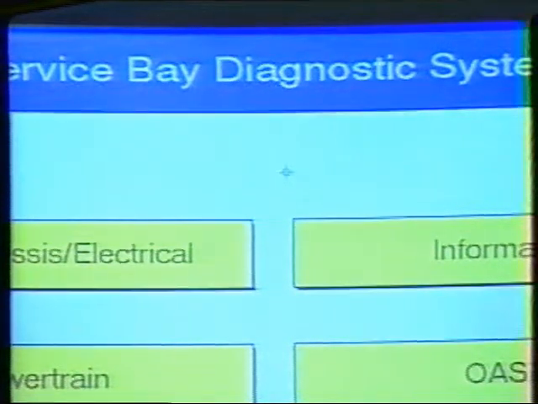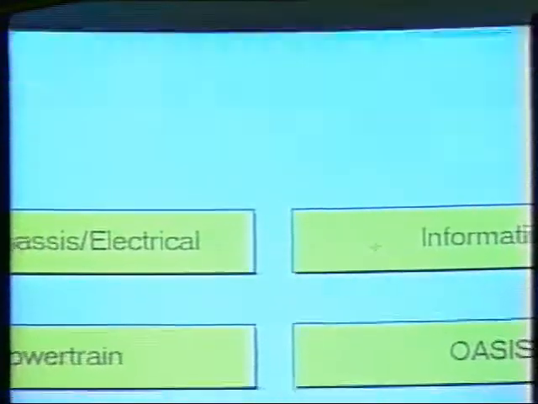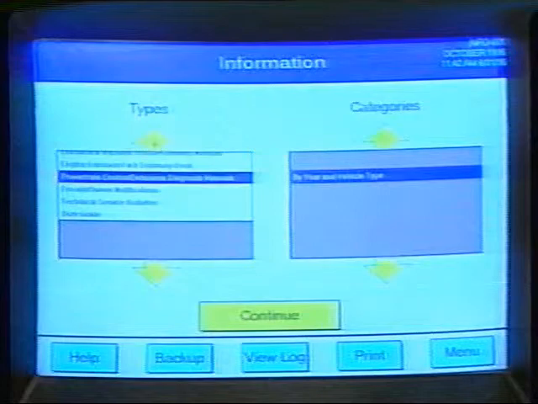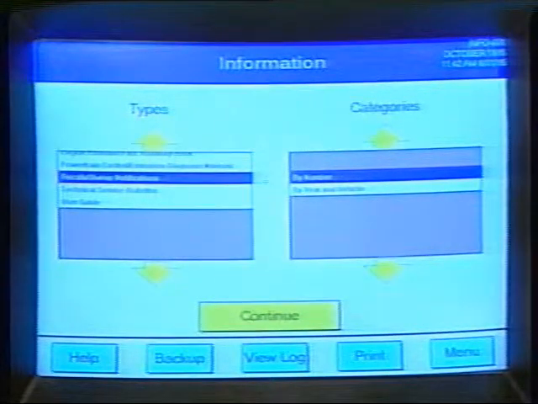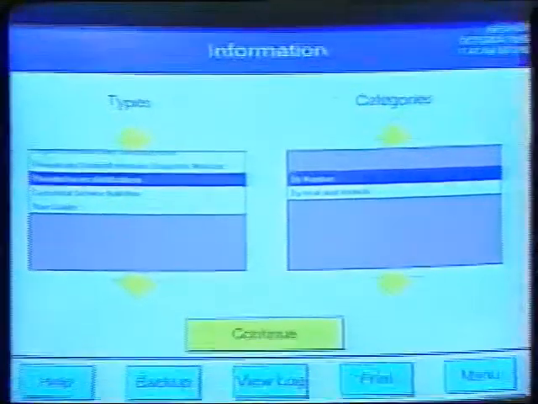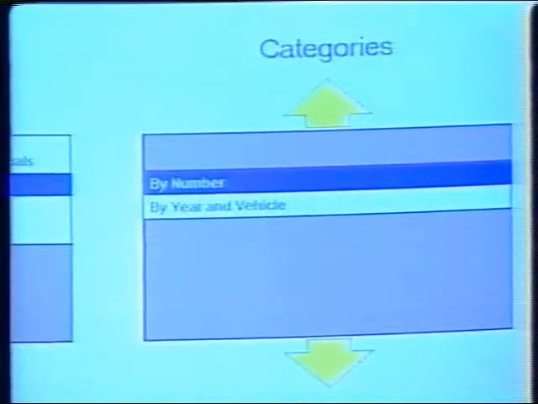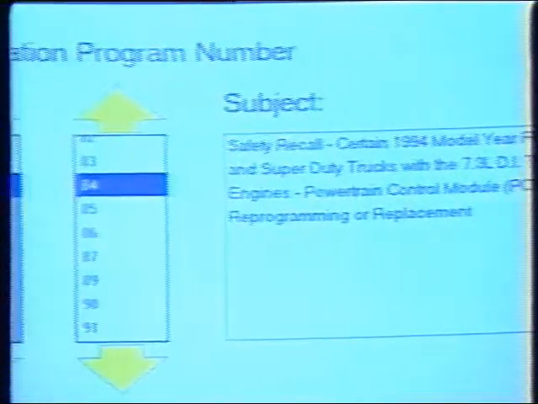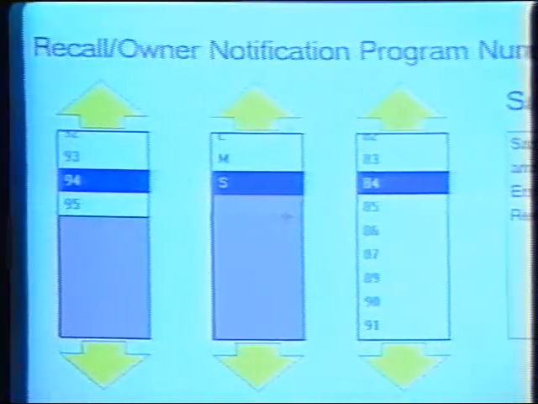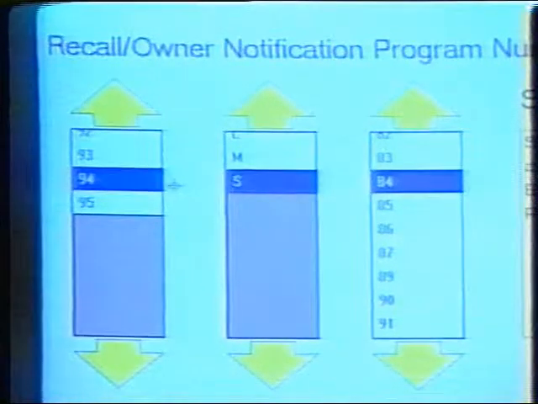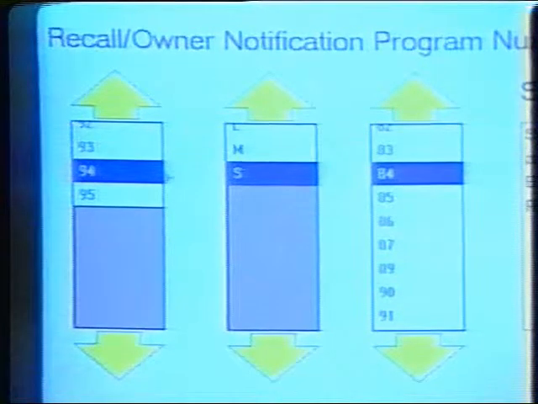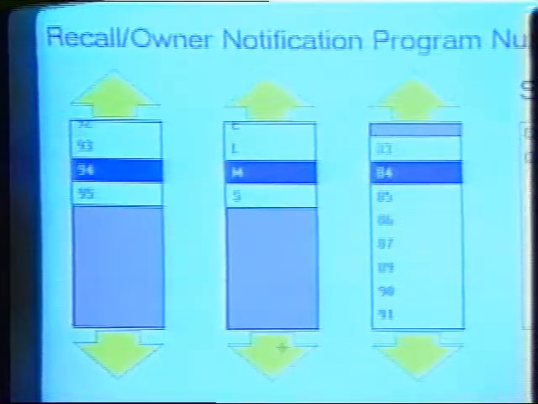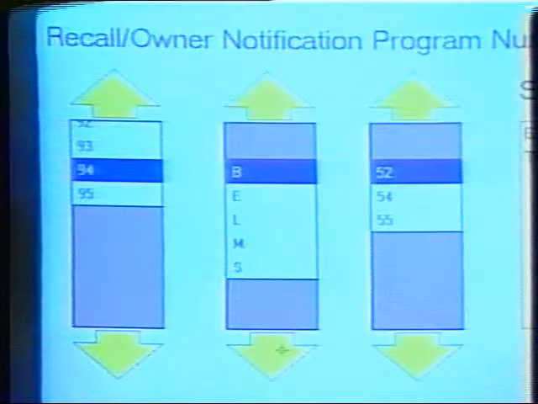Another change is in the information module. And we'll select recalls and programs. We now can select these by two ways, by number or by year and vehicle. We'll start off with by number. We have three scroll boxes and a subject box. In the first scroll box, you'll select the year that you're working with. In the second scroll box, we list out the types of information that's available for that year.